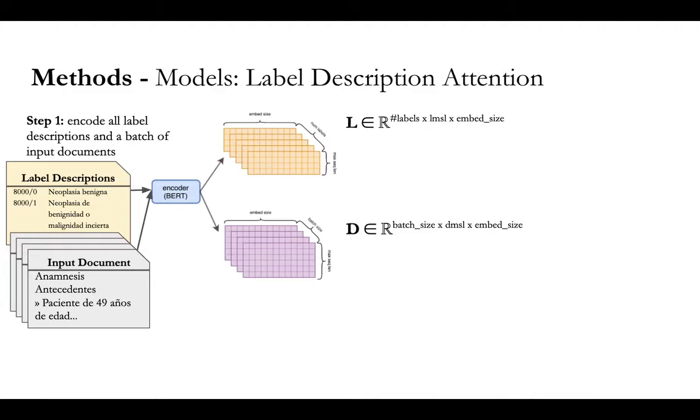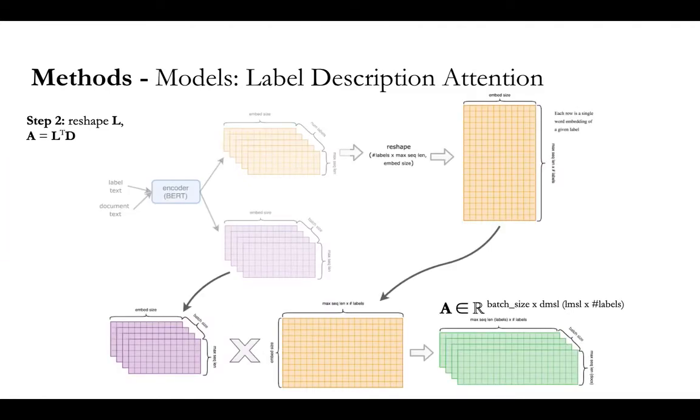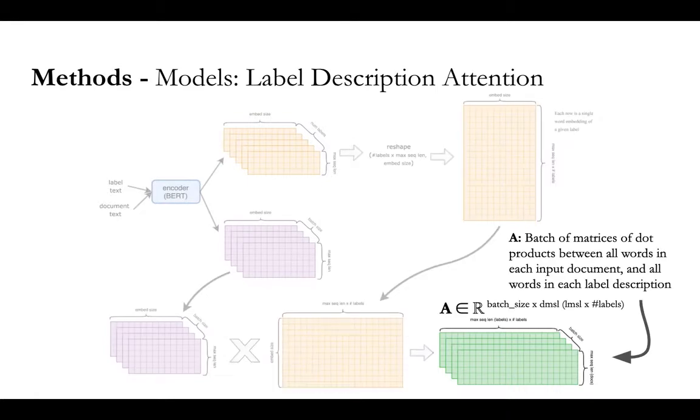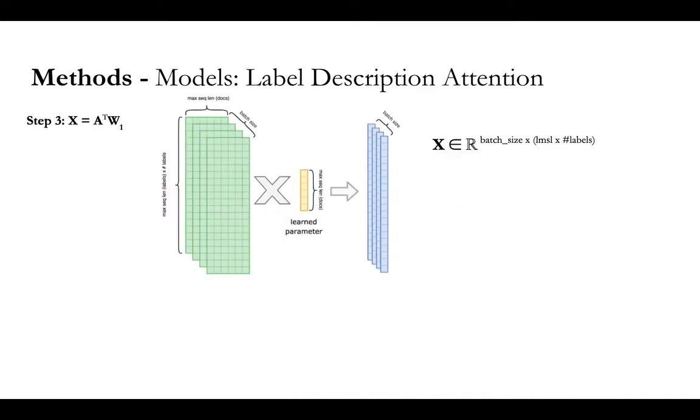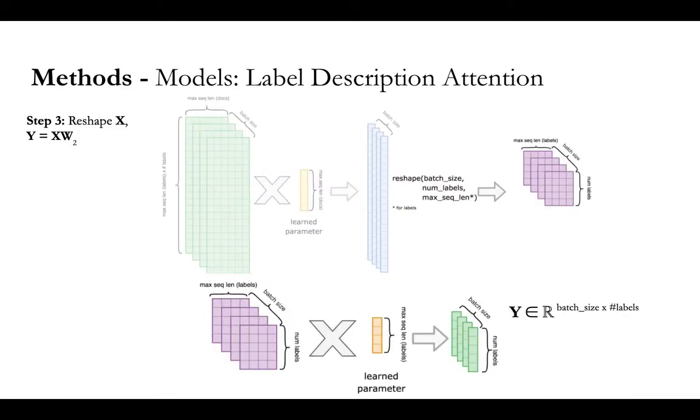Next, we multiply the word representations from the input documents with those from the label descriptions, which ends up giving us a bunch of dot product attention scores between all of the words in all of the input documents and all of the words in all of the label descriptions. Next, we take these attention scores and pass them to our first learned parameter, which essentially just collapses along the word level for the input documents. We reshape this, pass it to another learned parameter, which does the same thing except for the label descriptions, and finally we have Y, which we apply sigmoid to, and then we make our model's predictions.